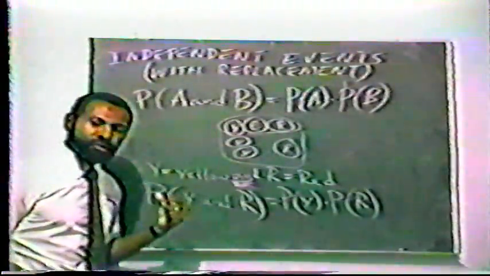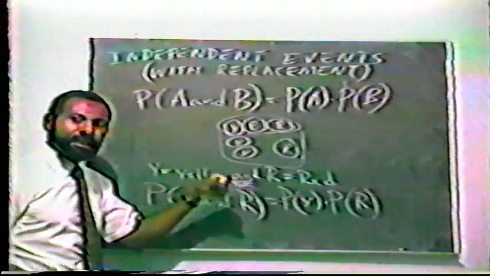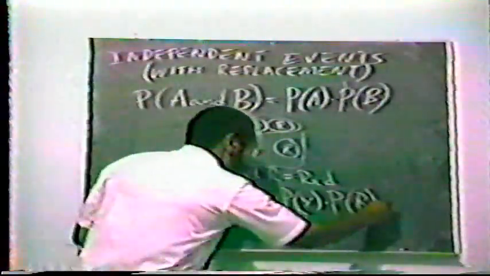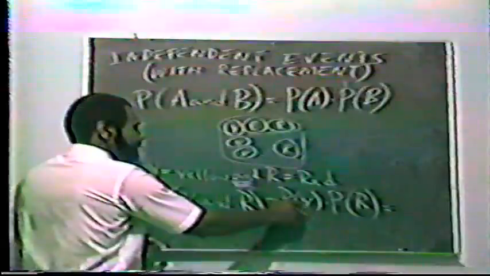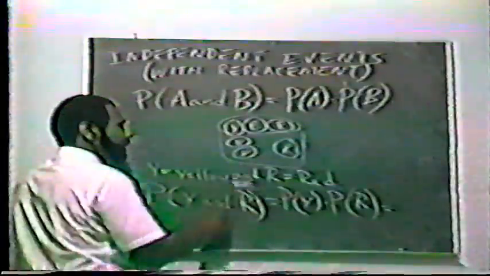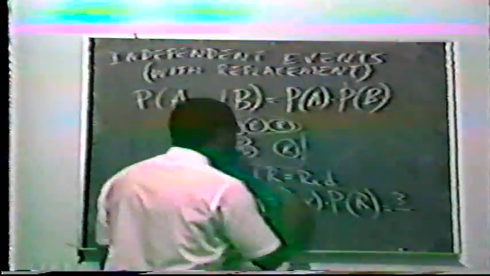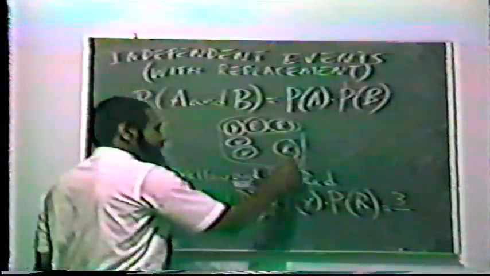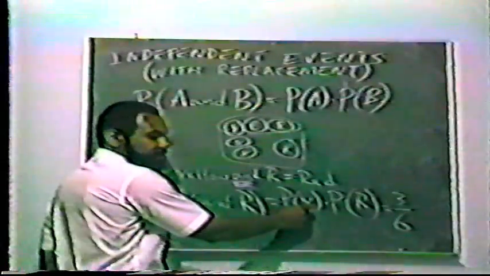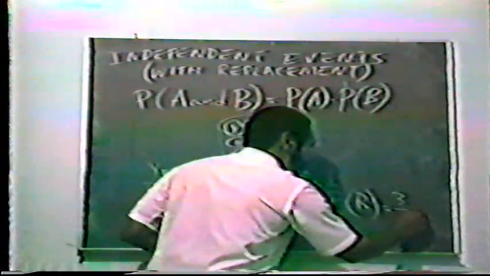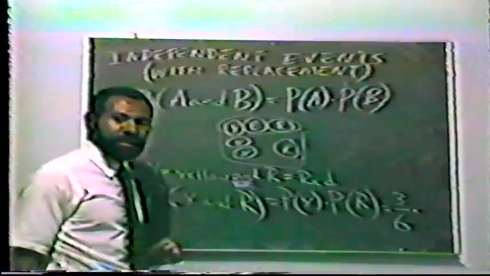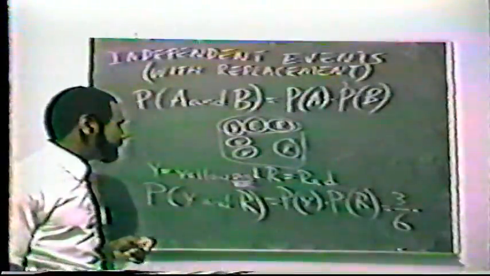The ball that we take out the first time, we put it back in so that it can be chosen on the second trial. So we simply figure out the probability of a yellow ball. We have 3 yellow balls over the total, which is 6. That would be the probability of getting a yellow ball, times the simple probability of getting a red ball in a single trial.